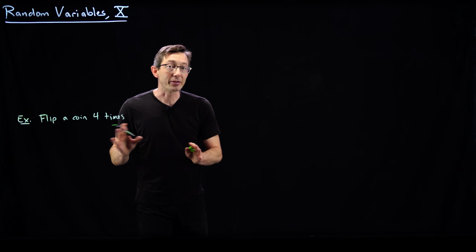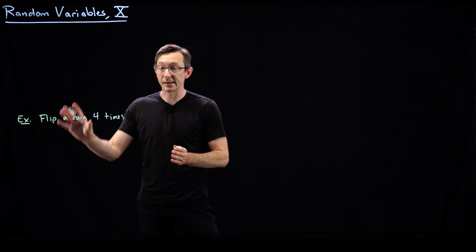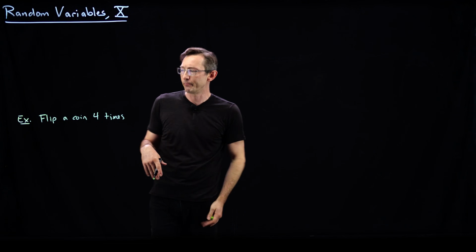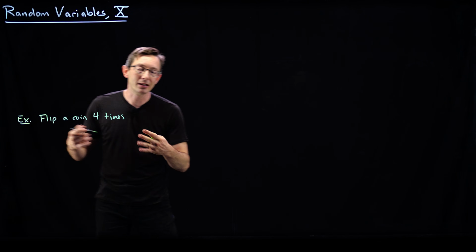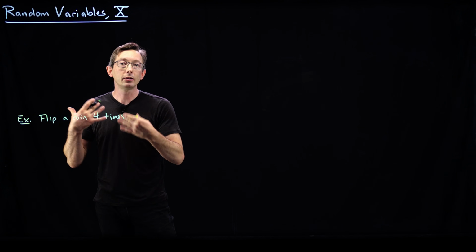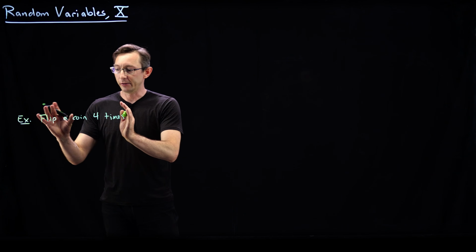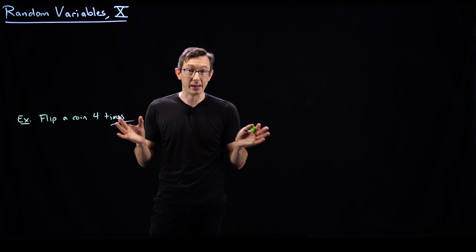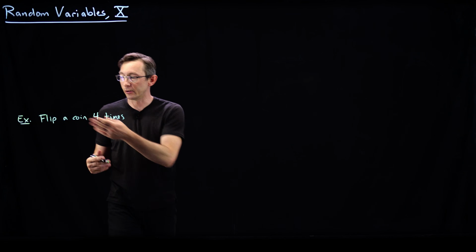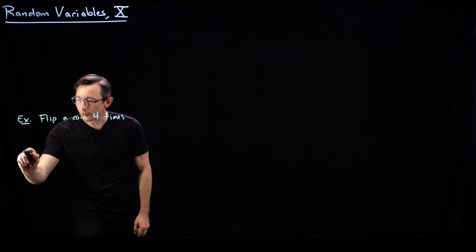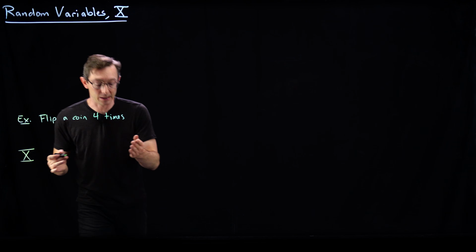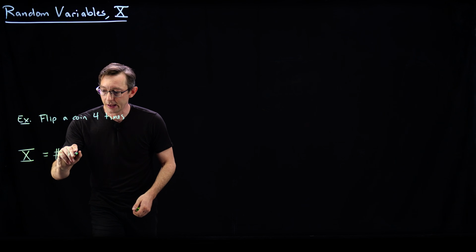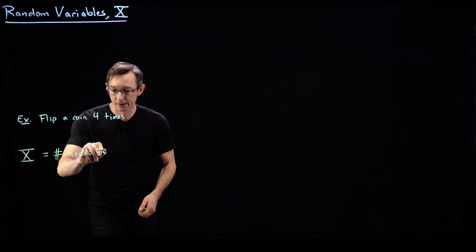And we've already talked about the sample space omega of all of the things that could happen. You could have heads, heads, heads, heads, or heads, heads, heads, tails, etc. A random variable is going to be some real valued number that you associate to each of those experiments in that sample space. So let's say I flip a coin 4 times. X, my random variable, could be the number of heads that occur.